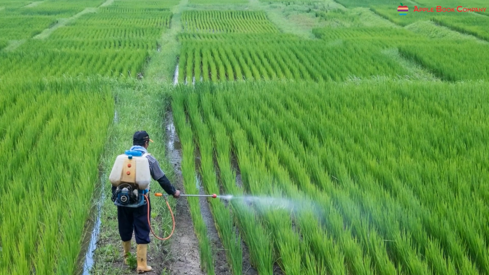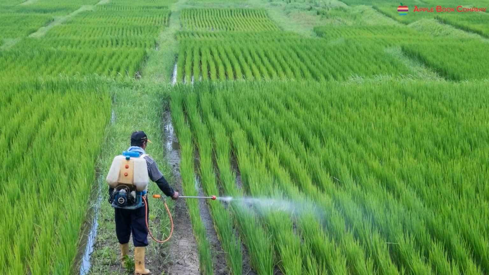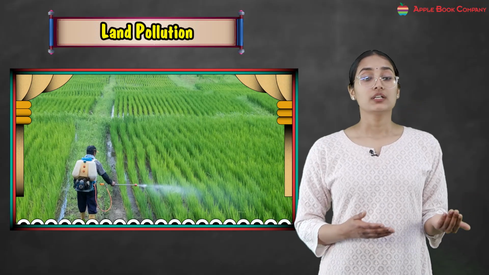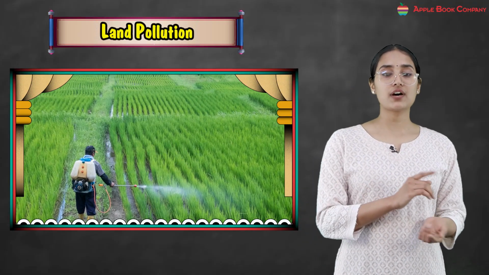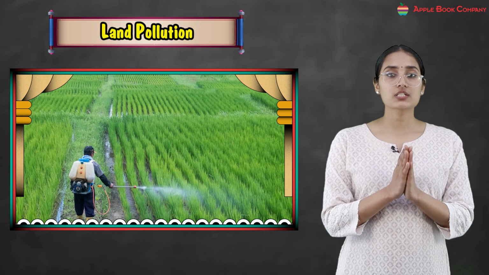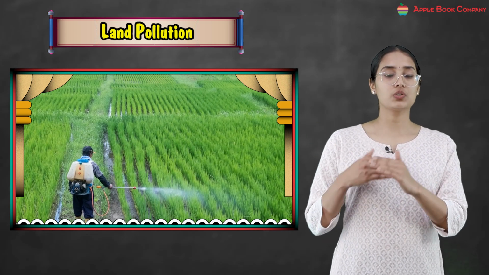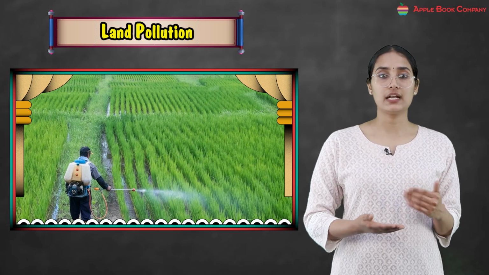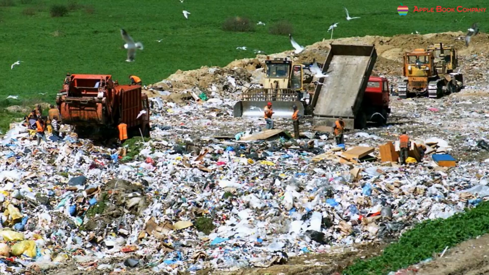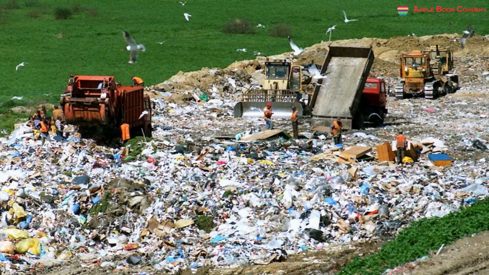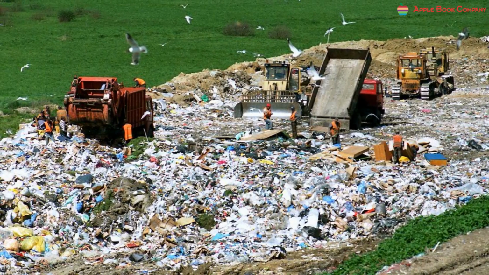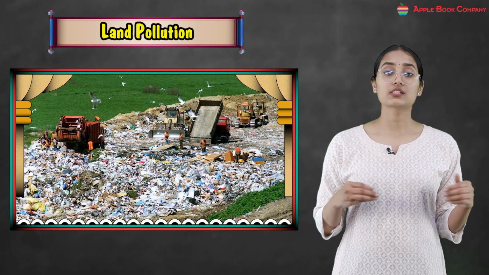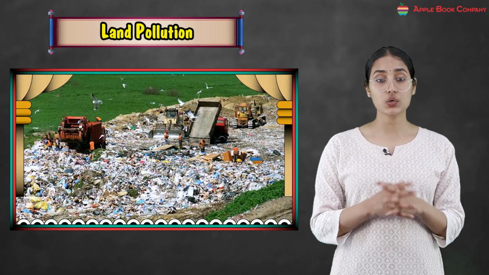Chemicals from the farms. Farmers sometimes use chemicals to help their crops grow, but this can harm the soil. So the chemicals that are used in farming not only help the crop to grow, in fact they pollute the land, right? It harms the soil. Factories. Some factories do not dispose of their waste properly and dump it on the land. This directly pollutes the soil and kills so many microbes living in the soil.